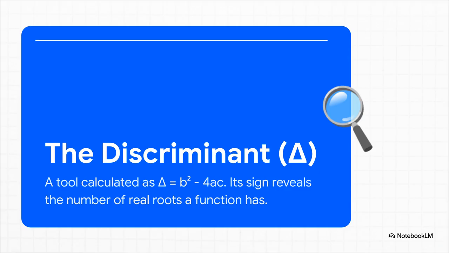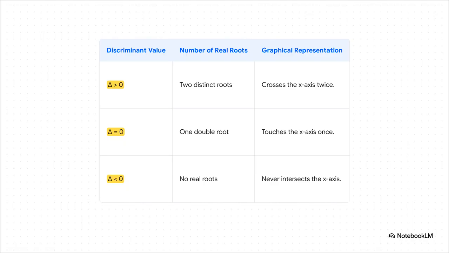Well, before we do any of the heavy lifting, there's this really cool shortcut called the discriminant. By calculating this one value, we use the Greek letter delta for it, we can predict exactly how many times our parabola is going to meet that x-axis. It really just comes down to three possibilities.